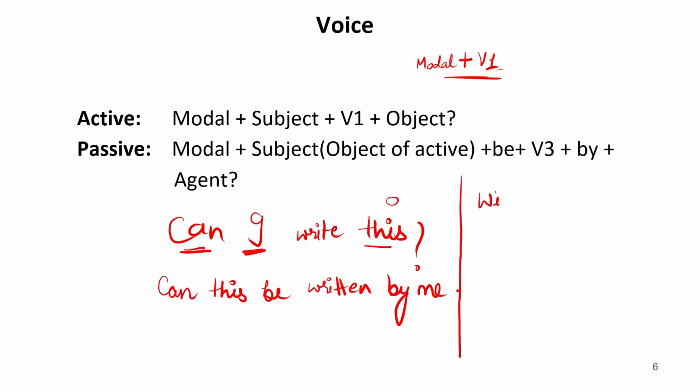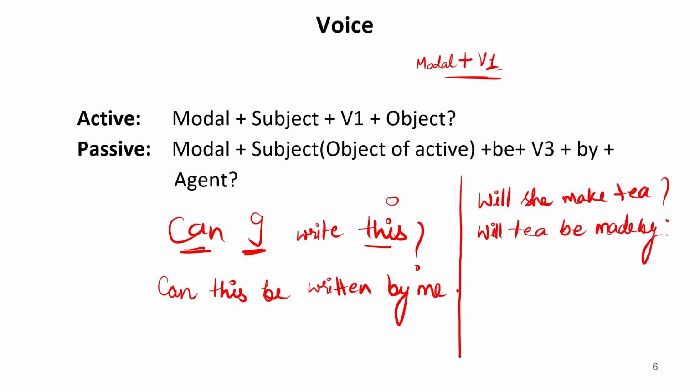For example, will she make tea? Suppose this is the sentence. Now if we convert this sentence into passive voice, we can write will tea be made by her. So this is the correct passive question. Now again, we should have a question mark over here just because it is a question structure.